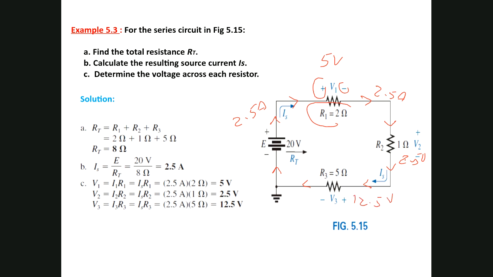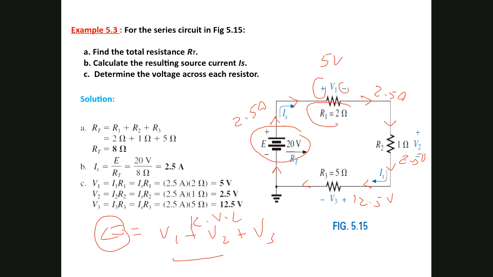Add them together, you will find the supply. Just try E equal to V1 plus V2 plus V3. It gives the value of the total supply. So this, as we know, is the Kirchhoff voltage law.